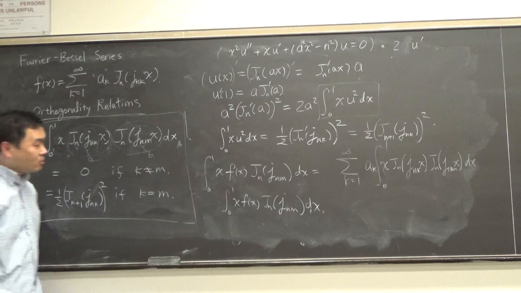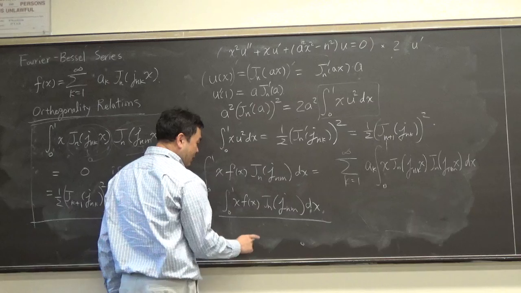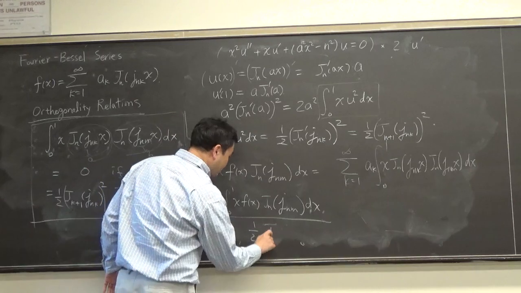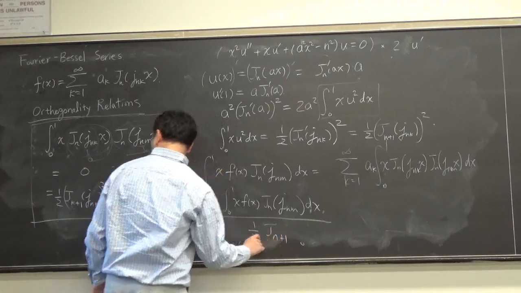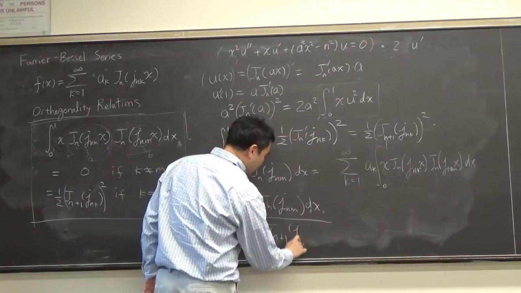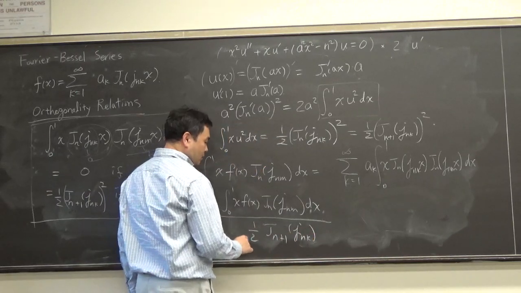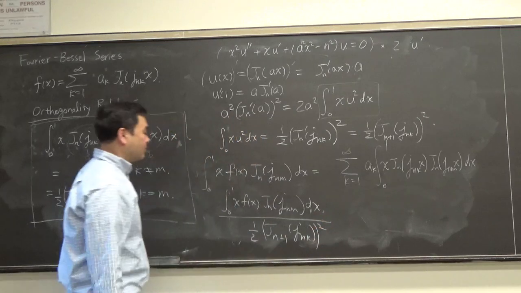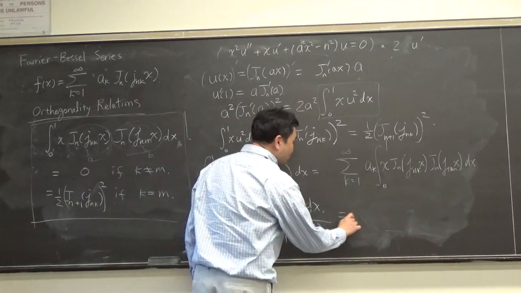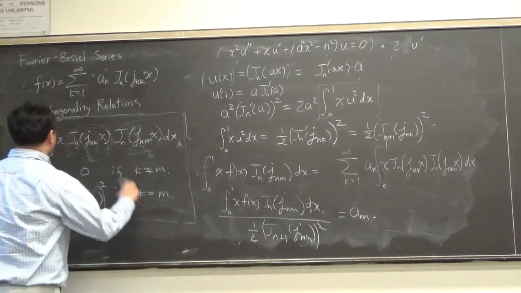Because instead of k we used m, I have to rewrite that. 1/2 j n plus 1. Oh, sorry, this should be just n plus 1, not k plus 1. It's j n plus 1 of j n m, squared, and that's equal to a n. So that's our result today.